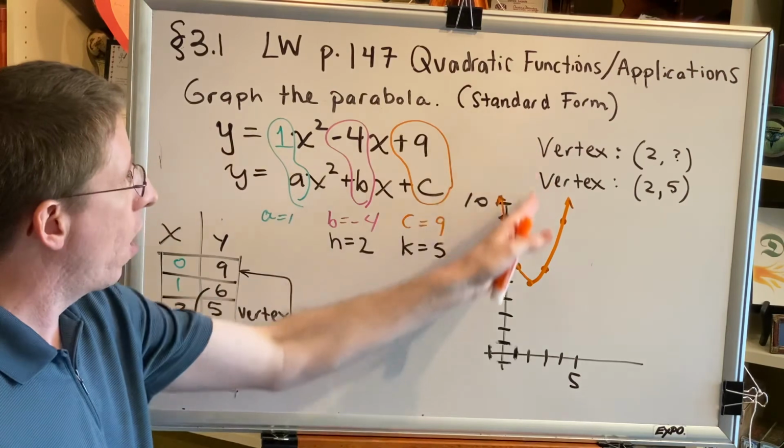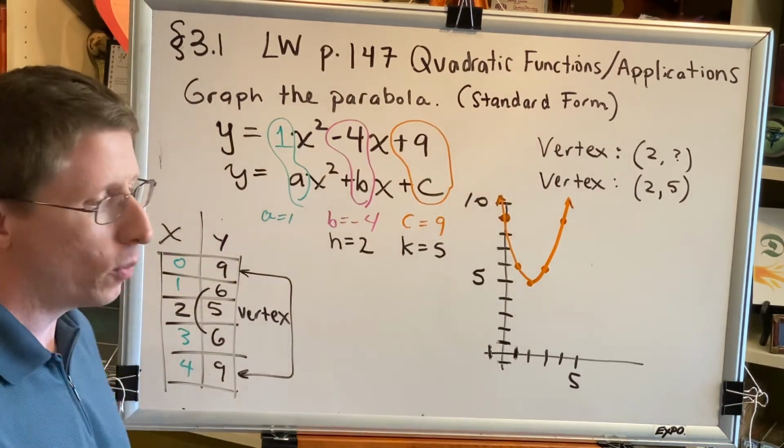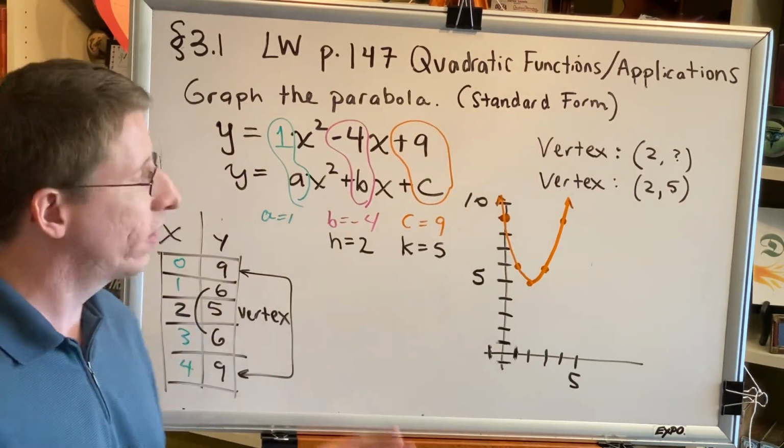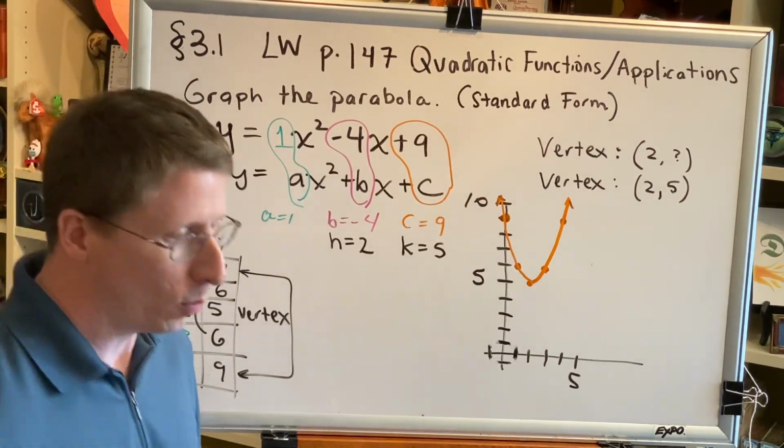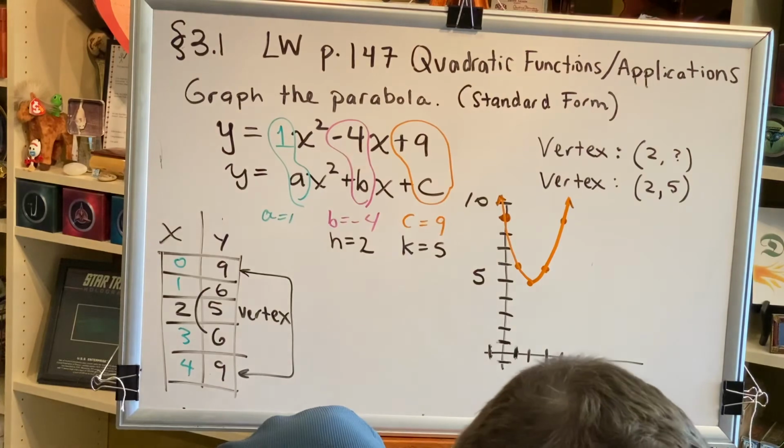Okay, we could draw our axis of symmetry and identify its equation, but I've done that for a couple of examples, and for now I'm going to leave that out. All right, that concludes this example problem from page 147 of the Learning Workbook.